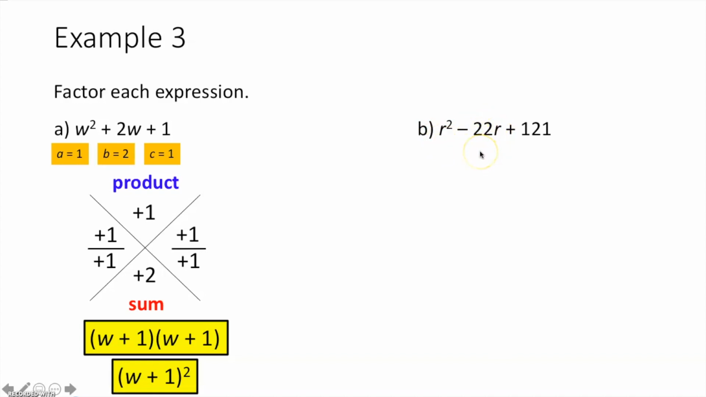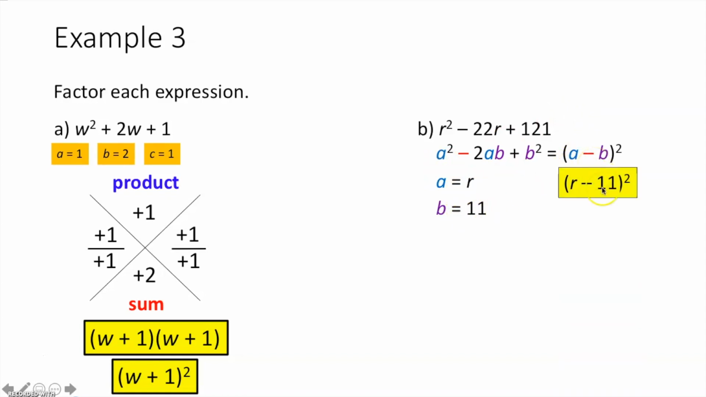So what we're going to do now is decide, is it the one where the middle term is positive or negative? Well, it's negative. Therefore, it's going to be a minus b, the quantity squared. That's what we're going to end up with because of this guy. So what's our a and what's our b? What's the square root of r squared? That's r. What's the square root of 121? That's 11. And then we plug in r for a, we plug in 11 for b, and you're done.